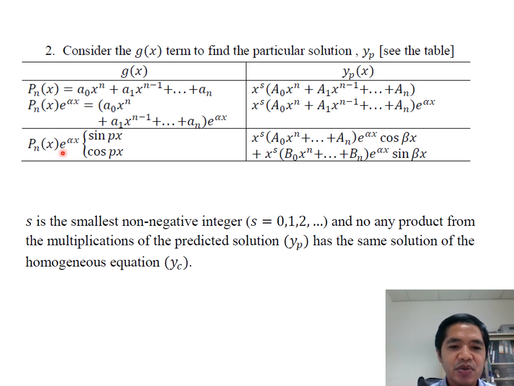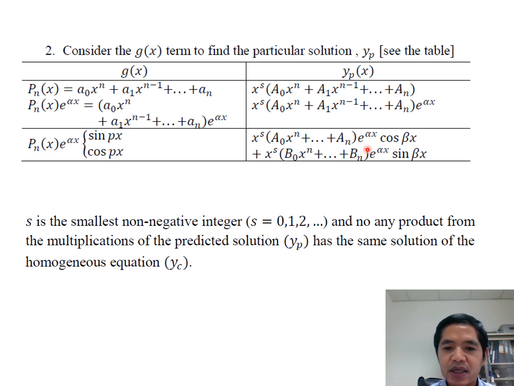This is the exponential form too, so you have to put the exponential form. Okay, this is polynomial times exponential times sine cosine. So this is polynomial times exponential times cos and sine. Whenever you see only sine or cos, just one of these two, for the yp you have to use both cos and sine in the yp form.